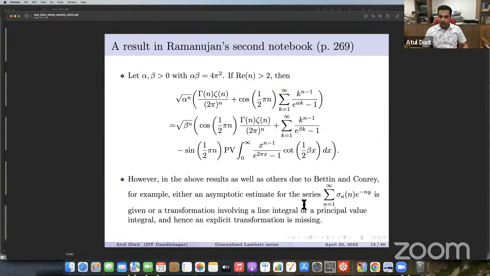So I'll just point out that there are some results due to Bettin and Conrey also for the same series with general a complex. But again, they have it in terms of line integrals. And so an explicit transformation, which is what we mean by just a bunch of residues, plus again the explicit series without any obstruction, but then the series now doesn't look similar to the previous. Like here you have the same series, just alpha is replaced by beta. It won't be the case in our case, but there won't be any principal value integral. So let me mention that general result.